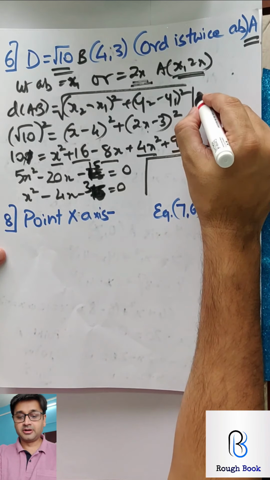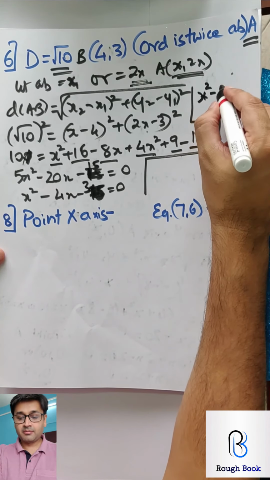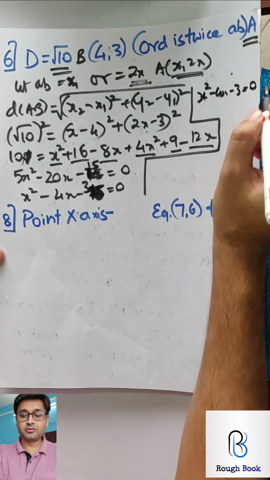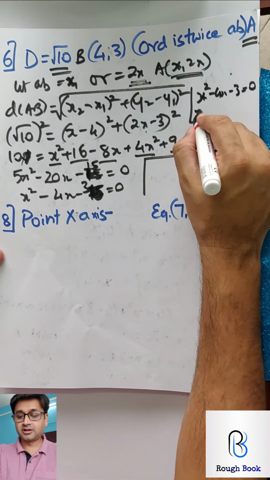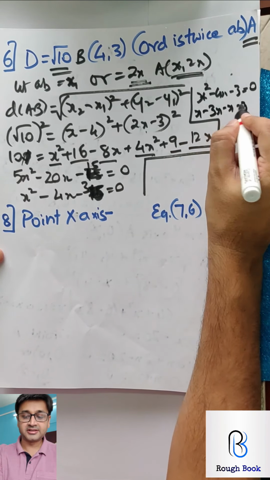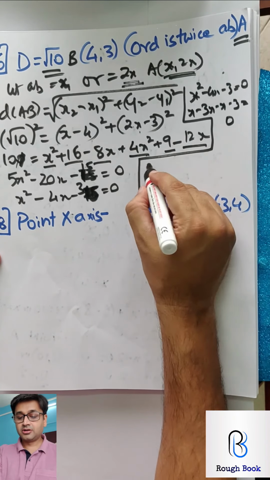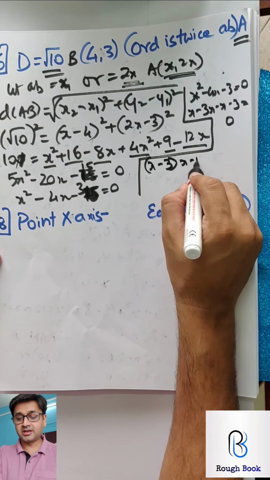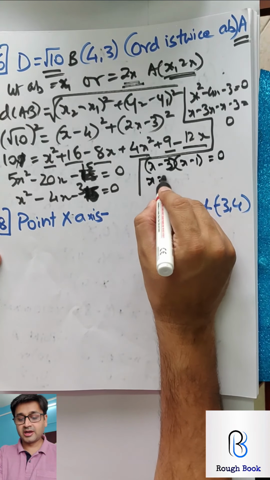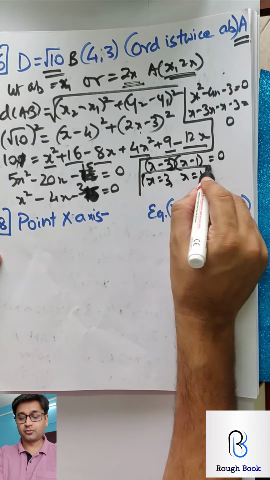Now we need to split the middle term. So it is x square minus 4x minus 3 equals 0. So if I split the middle term, it will be x square minus 3x minus x minus 3 equals 0. Yeah, once we reach here, your final answer will be (x minus 3)(x minus 1) equals 0. So x becomes 3 or x becomes 1.